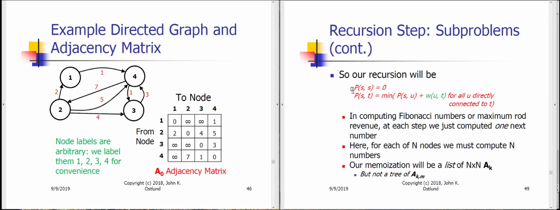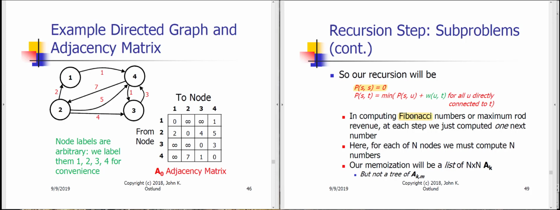Okay, so our complete recursive formula is that the cost of going from any source to itself is 0. We don't need to worry about those diagonals at all. And then for any source and target that are not the same, we can find the shortest path from each source to each target using our minimization algorithm.